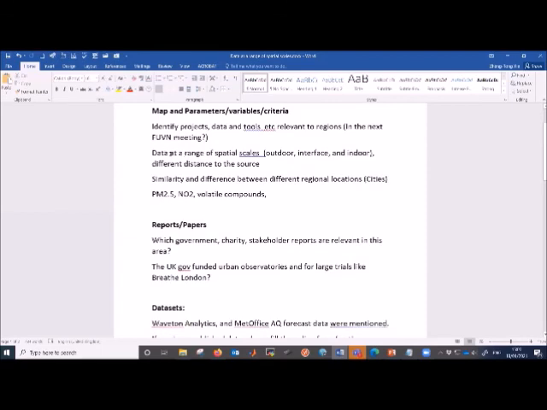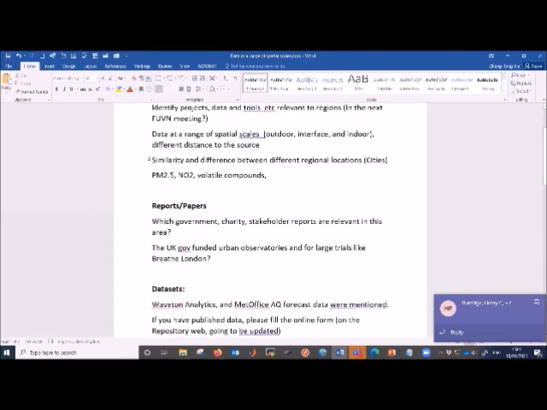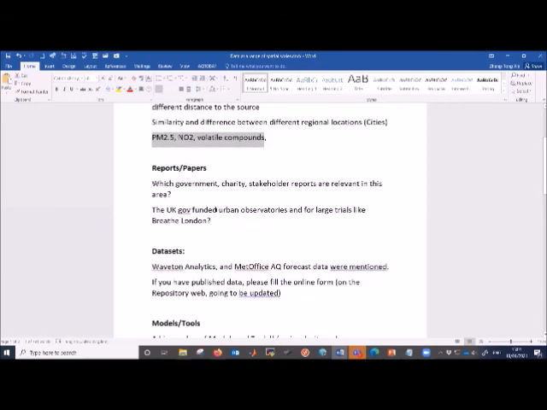And the second point is data at a range of spatial scales. I think this is a really good one. And this can include the interface between indoor and outdoor, right? Also, some people particularly mentioned the distance of dispersion from the source. Another point is the similarity and difference between the different regional locations. I mean, how can you identify similarity, how can it be useful to parameterize a simple model, right? And of course, this is mentioned in theme 1, theme 2.